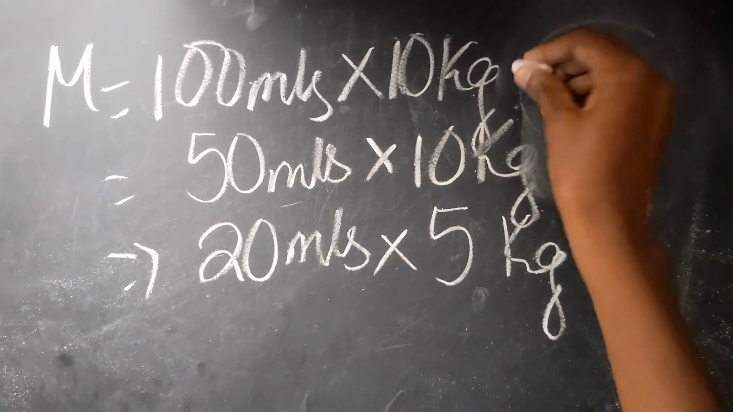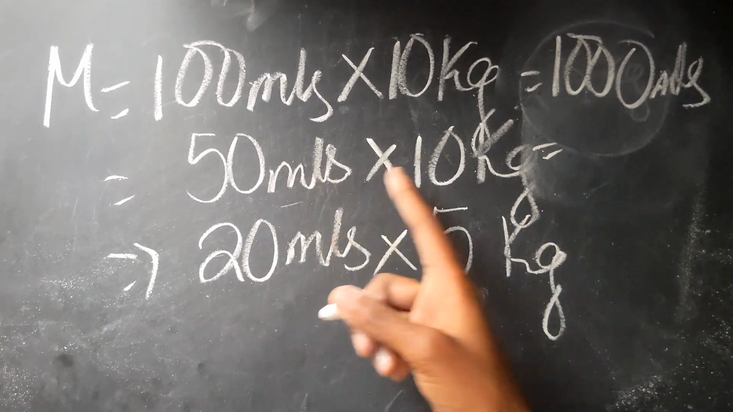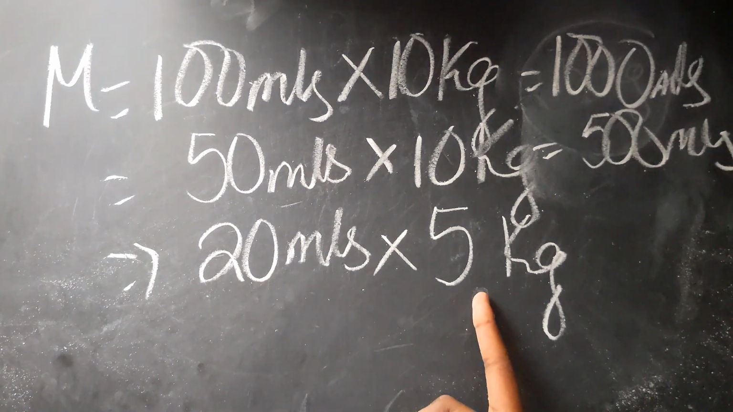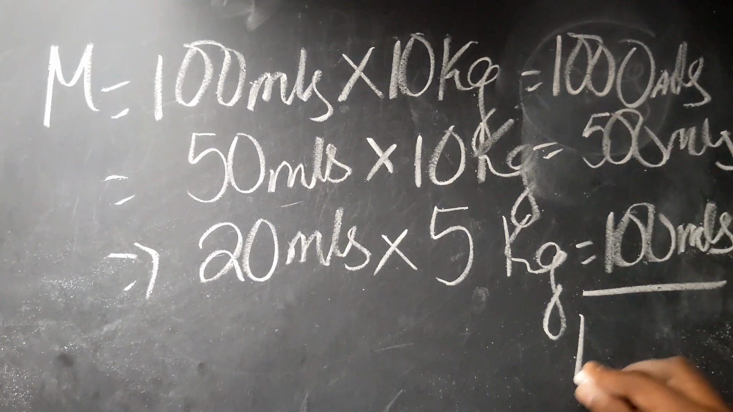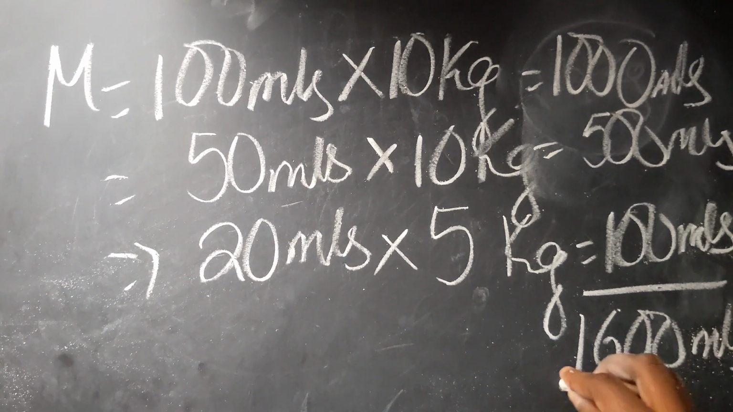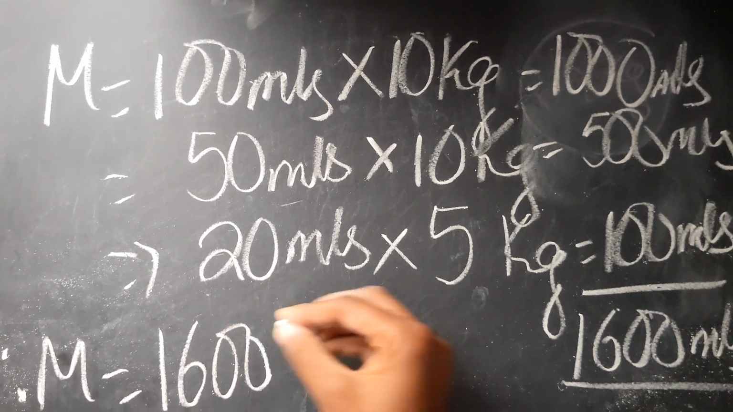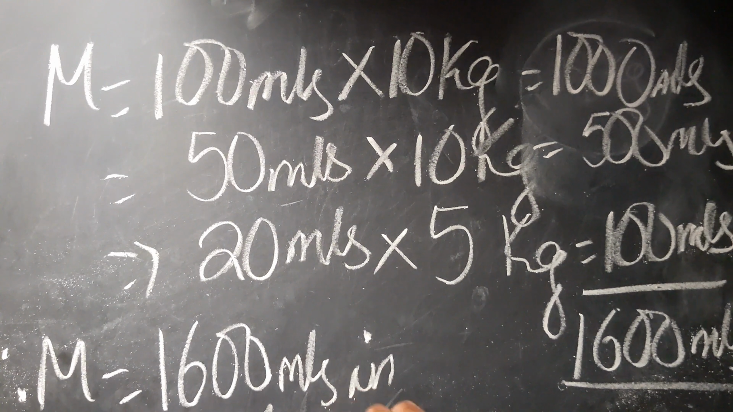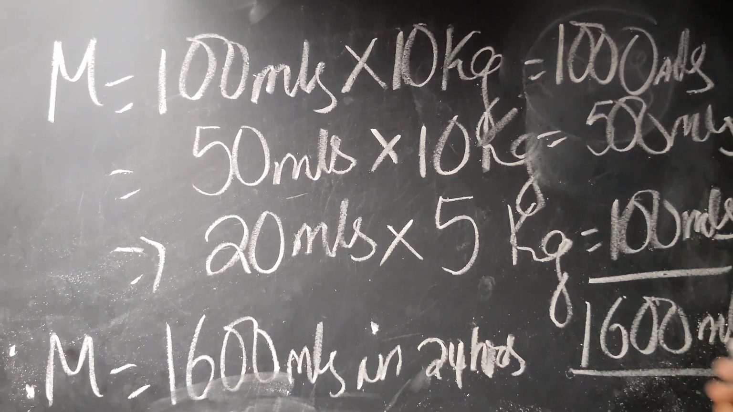100 mils by 10. That's what? 1000 mils, right? 50 mils by 10, that's 500 mils. 20 by 5, that's what? 100 mils. And together, it will give you 1600 mils. So the maintenance, therefore, is equal to what? 1600 mils in 24 hours. Do we understand so far? Sorry, you can't see this part here, but in 24 hours. Okay?